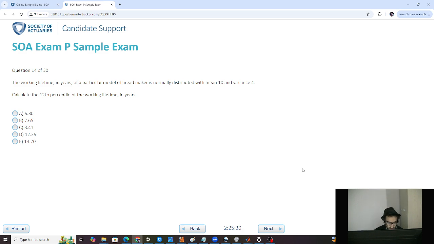Working lifetime in years of a particular model of bread maker is normally distributed with mean 10, variance 4. Calculate the 12th percentile of the working lifetime in years. For this, you'd typically be given a normal distribution table, I think. Or at least back when they gave you an actual table rather than a built-in calculator. Okay, fine. This is actually surprisingly textbook.